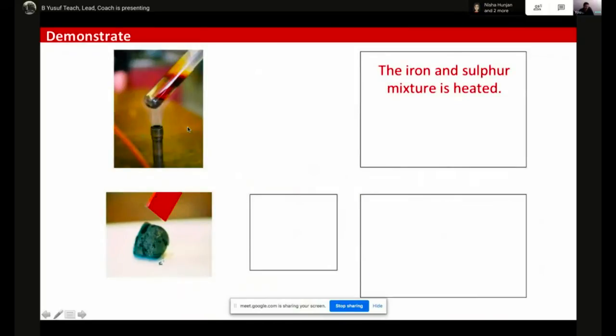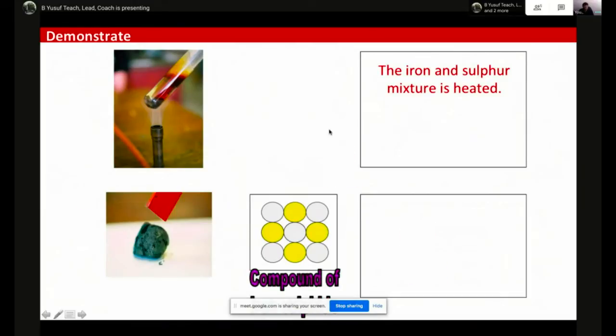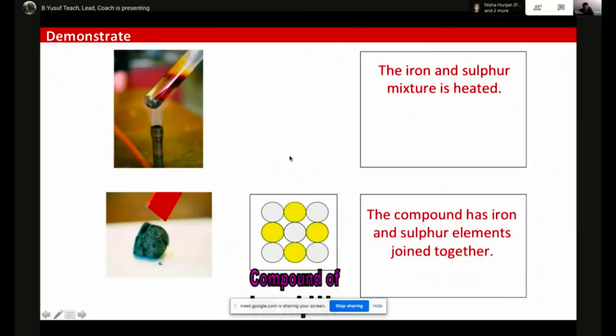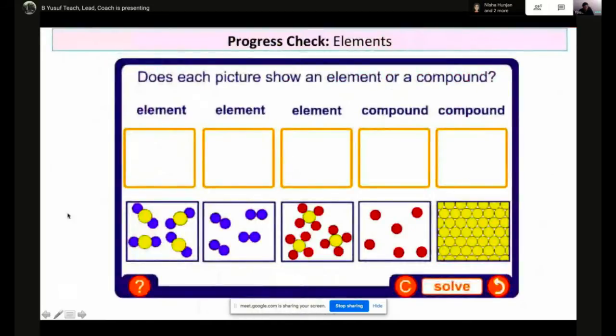Okay, so when you heat it, a chemical reaction is actually happening. The iron and sulfur mixture is being heated. The atoms are rearranged to make a new compound, and it is no longer magnetic. So I'm going to pause for a bit and get you thinking.